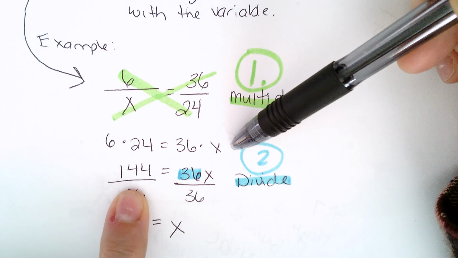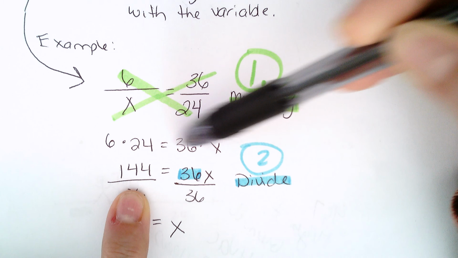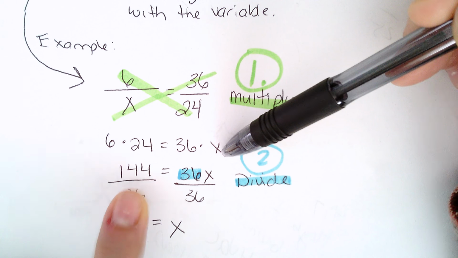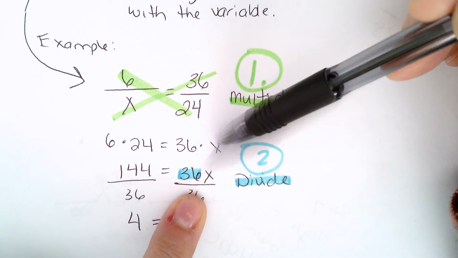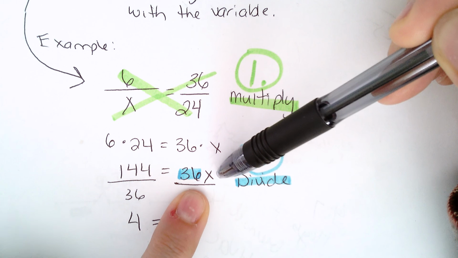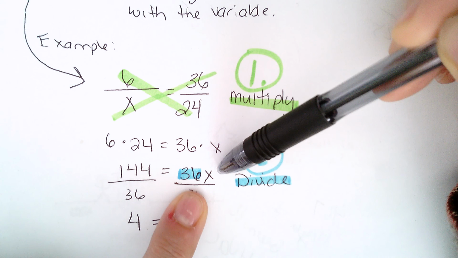Okay, so 6 times 24 is 144. You don't have to write this step, I'm just showing you what I did. The 144 is equal to the 36x. Now, with this 36 times x, that's how you write it. If you're multiplying times a variable, you are literally just writing them next to each other.